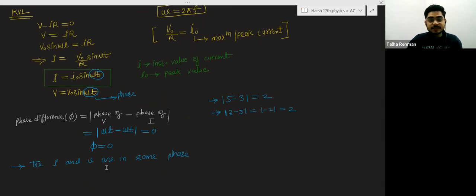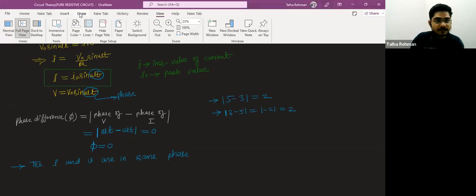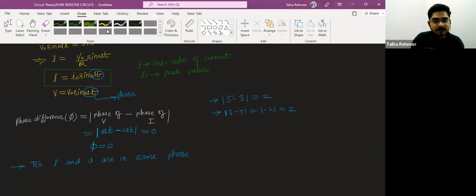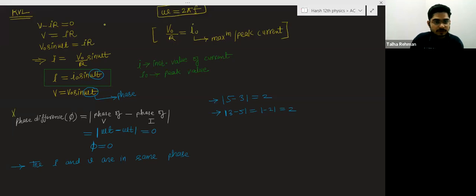This phase difference is one of the most important things of this chapter, alternating current. This phase difference creates the difference between the current electricity and the alternating current chapter.